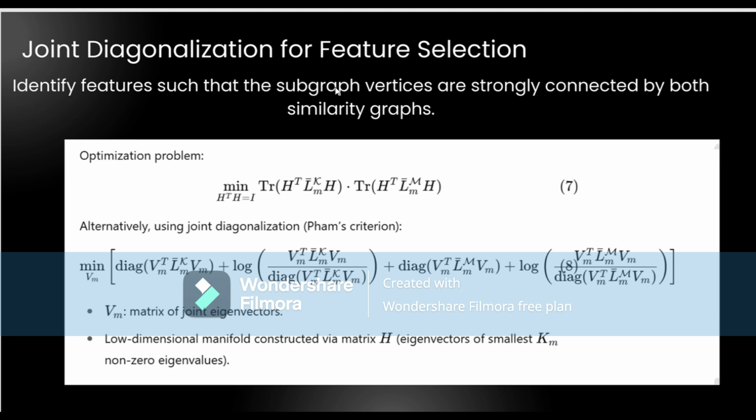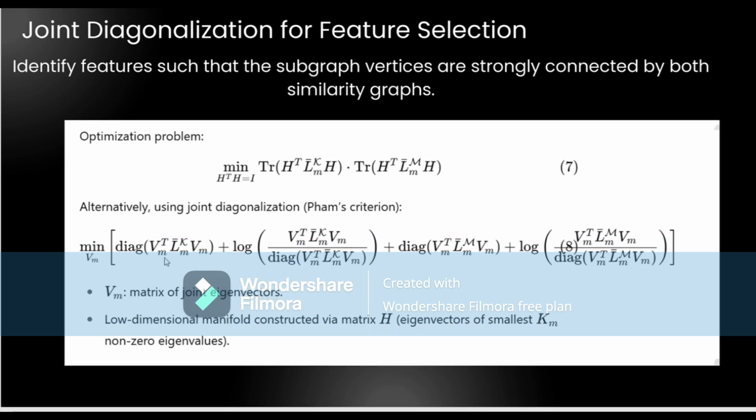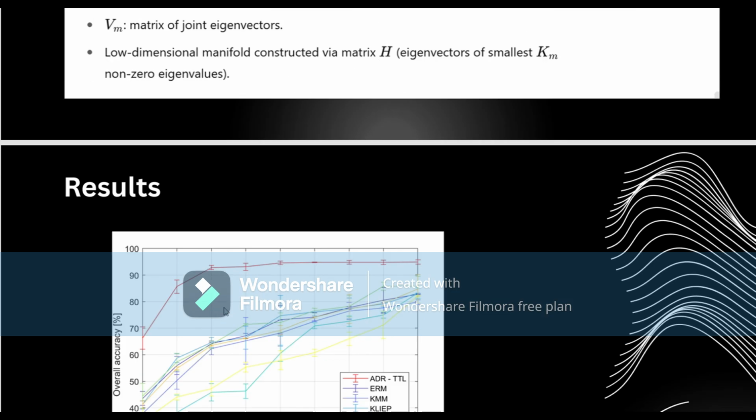Identify features such that the subgraph vertices are strongly connected by both similarity graphs. The optimization problem is formulated like this. Alternatively, we use joint diagonalization, which is Prompt's criterion. This is the Prompt's criterion, and these are the representations.